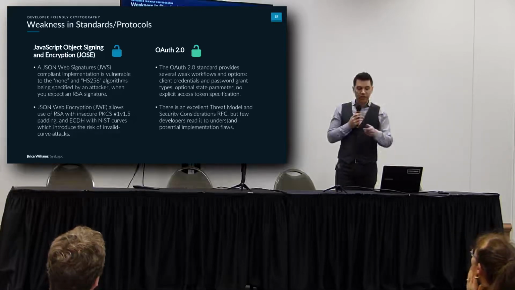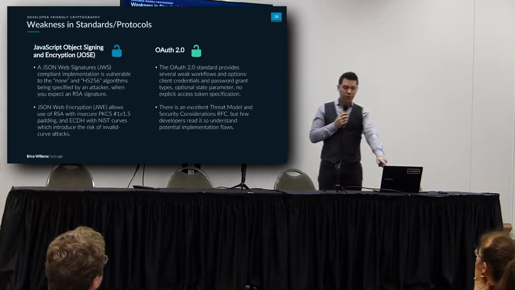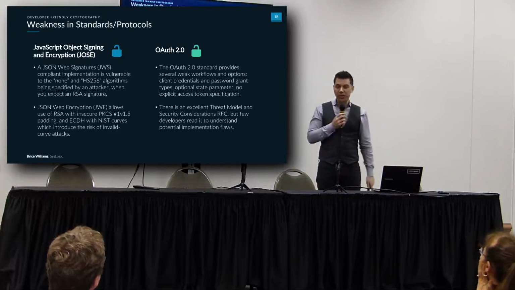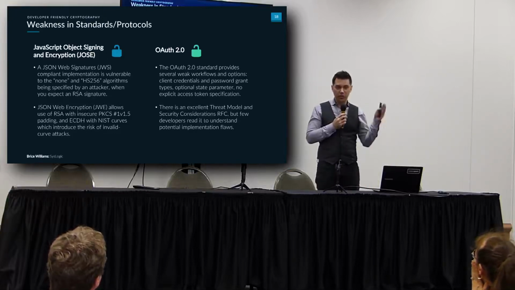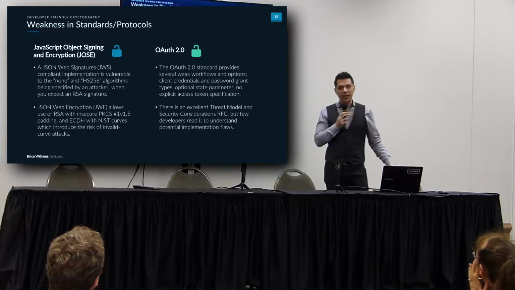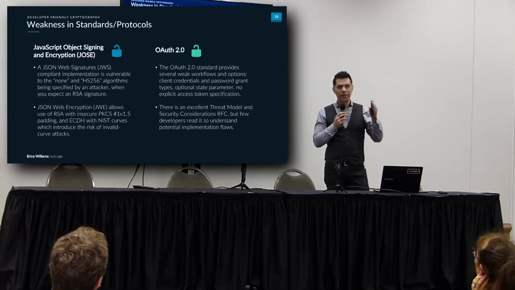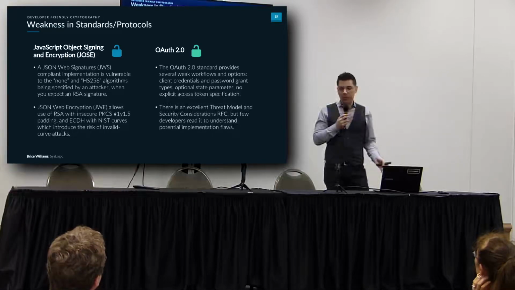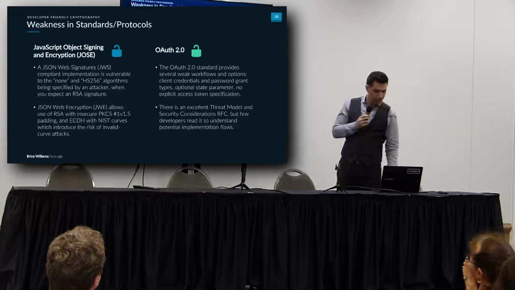I always recommend that anyone working in the OAuth 2 space read the threat model and security considerations RFC. If you search for OAuth 2 threat model, you'll get this RFC. It goes into a lot of detail about particular threats and countermeasures that you should be aware of. But most developers just aren't aware of that, and as a result, they don't think about certain types of attacks you can do in this space.